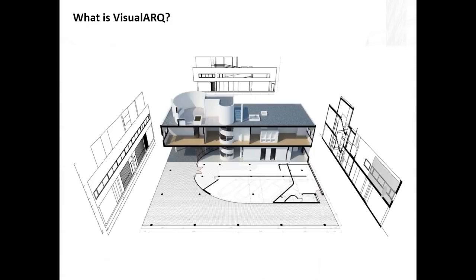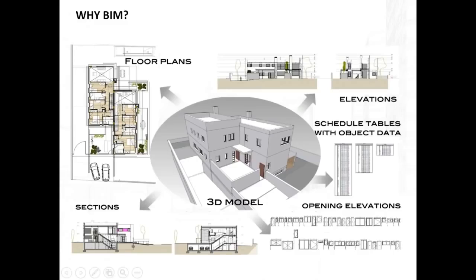So VisualARQ, as you may know, is a plugin for BIM that works on top of Rhino and improves the process of modeling architecture inside Rhino, not only for generating the 3D model, but also for generating all the 2D documentation. We say that VisualARQ adds BIM features to Rhino because all the documentation is generated from the 3D model, such as the plan, elevation, sections, schedule tables, and anything that changes on the 3D model then updates automatically in all the documentation that is generated from it.